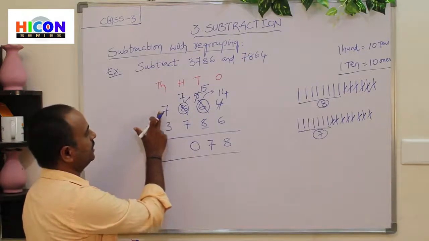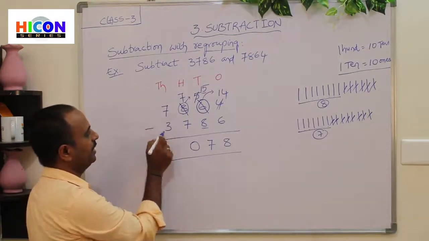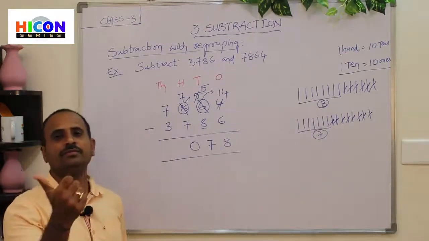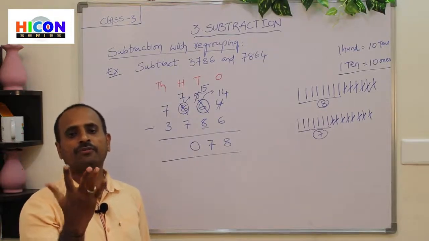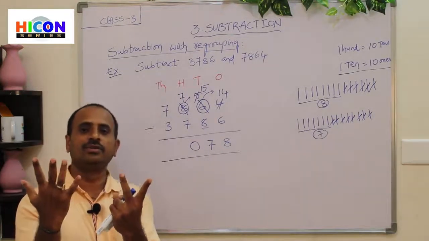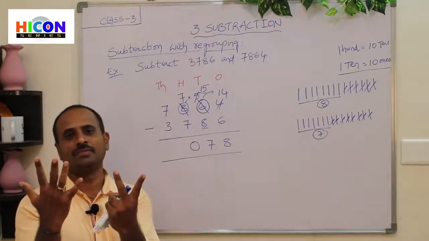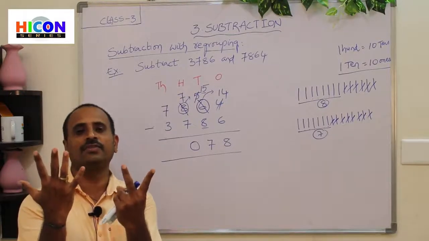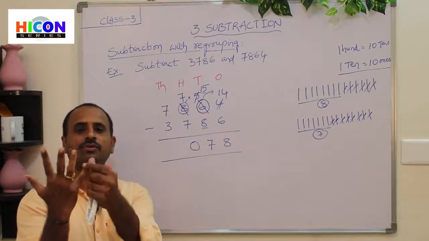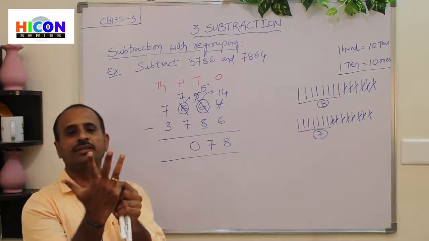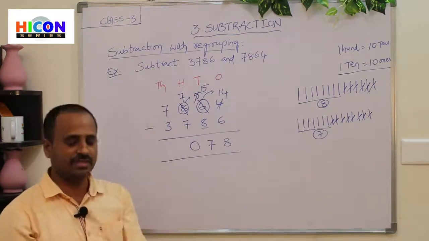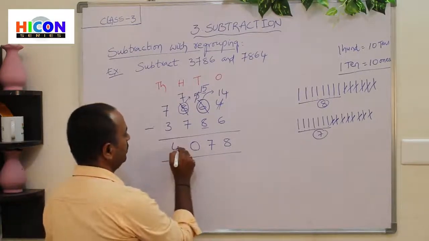So children, what are the digits present in thousands place? 7 and 3. What is the first number? 7. So open 7 fingers of your hand. 1, 2, 3, 4, 5, 6, 7. Next, what is the second number here? 3. So close 3 fingers among these 7 fingers. So children, see, now I am closing 3 fingers. 1, 2, 3. So children, how many fingers are remaining? There are remaining 1, 2, 3, 4. So total 4 fingers are remaining. So write 4 under thousands place.